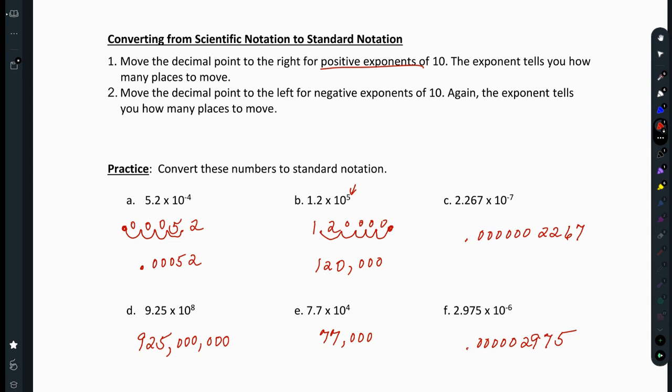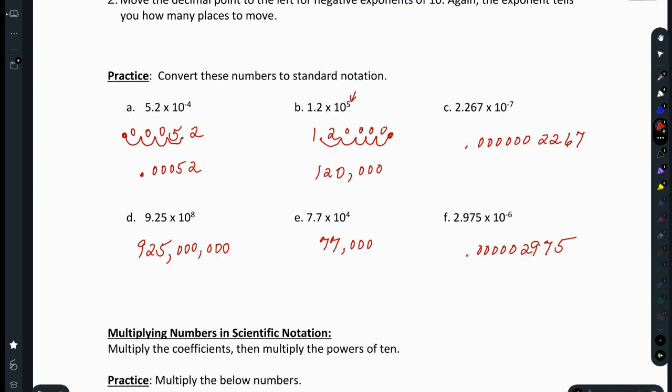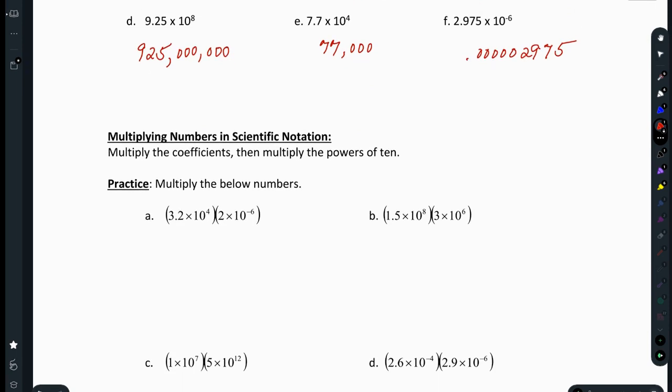All right, hopefully you're feeling pretty good right about now. Now we're going to take a look at multiplying numbers in scientific notation. When we do that, the important thing to notice is that we are going to multiply the coefficients. So these are considered the coefficients. And then we're going to multiply the powers of 10. All right, now when we multiply exponents, that means that we're going to add the exponents. So let's just make a note here. You add exponents.